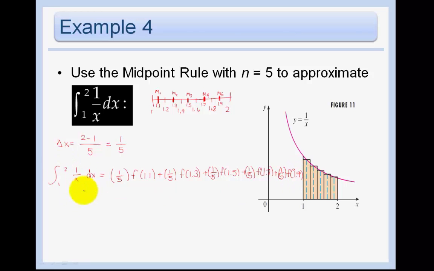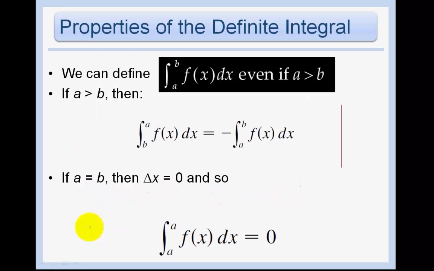And if you could see there, you could have pulled the 1/5 out originally, without having to write so much. Probably would have been better. Sorry. And then if you just put this all in your calculator, like I showed in the last example, you should get 0.6919.